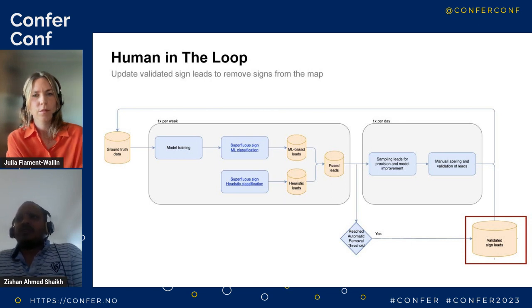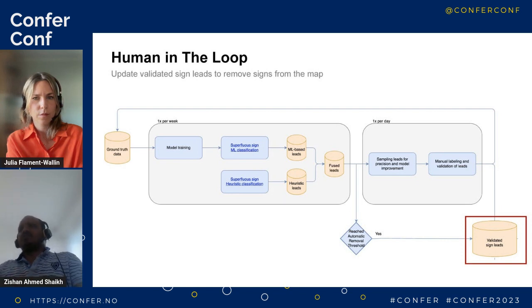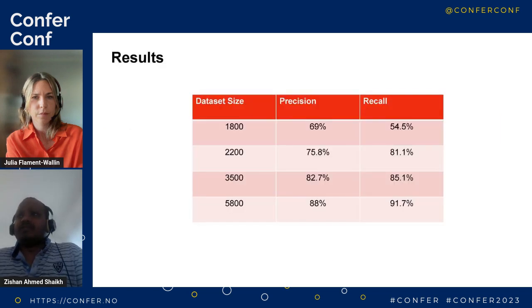So this process continues until the machine learning model is good enough that the quality threshold is sufficient for reaching our automatic removal threshold. And once it's done, we stop the retraining process and the manual validation part. From this point onwards, we can say that the machine learning is confident enough to remove the remaining leads which are classified as superfluous. All right, next slide, please.